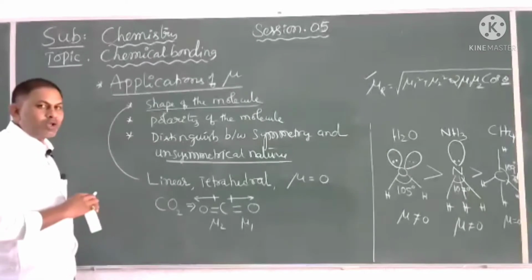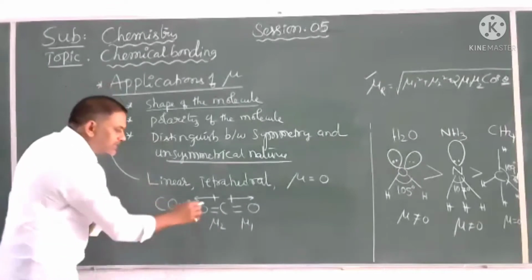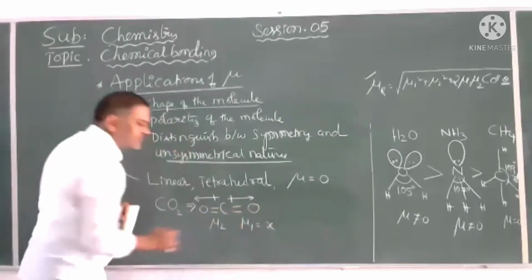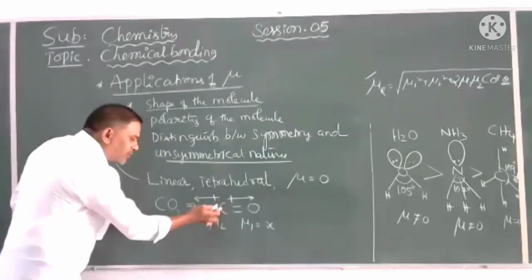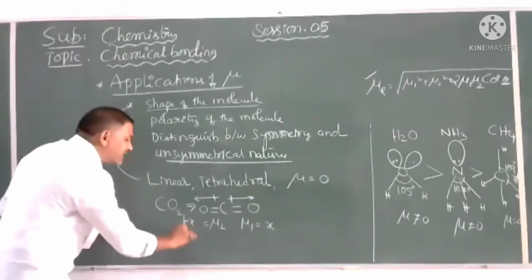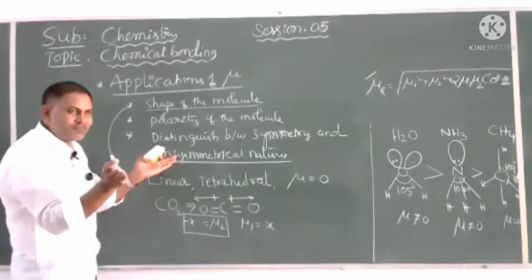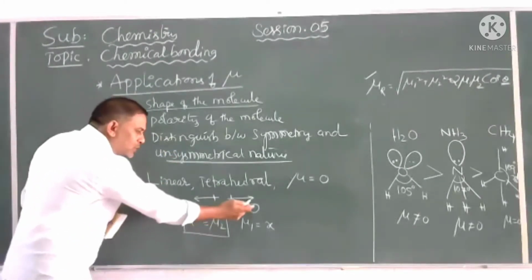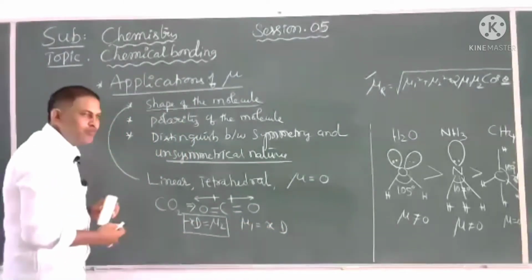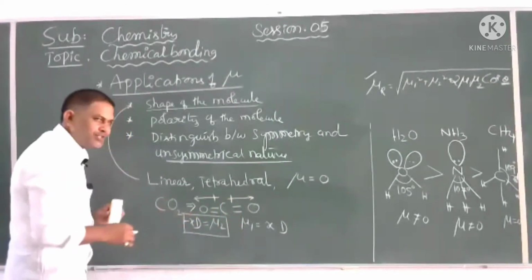But dipole moment is a vector quantity, depending on both magnitude and direction. In this molecule, this carbon to oxygen moment is considered as x. Now here the carbon to oxygen is also x, but it is minus x. Why is it minus x? Equal, but they are in opposite direction. So in this carbon dioxide molecule, from carbon to oxygen the moment is x Debye, but here minus x Debye, because the dipole moments are equal and opposite in direction.